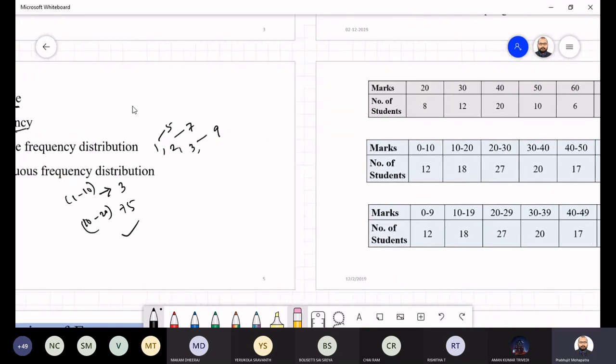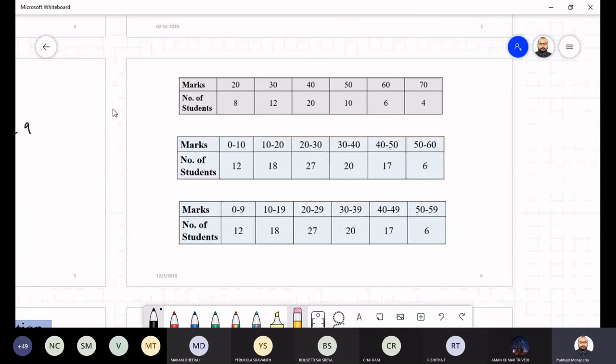We'll see one example here. This is the discrete type, the marks and number of students. These are the discrete data. And these are the continuous data, where the data is of interval type. So this is the discrete type, and these are the continuous type: 0 to 10, 10 to 20, 20 to 30, 30 to 40, and its frequencies are given.